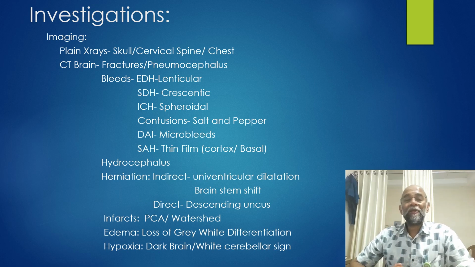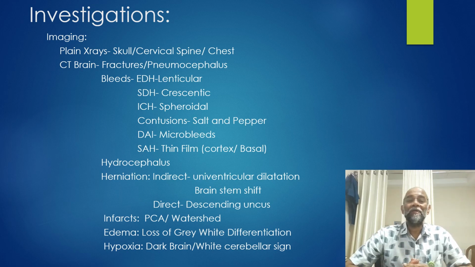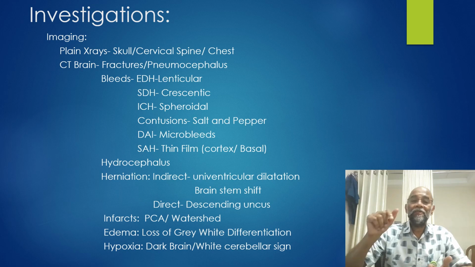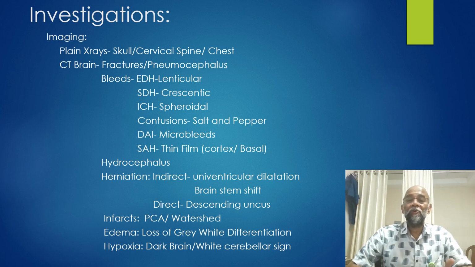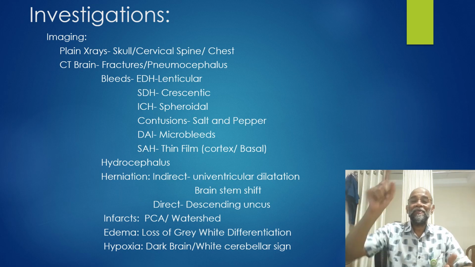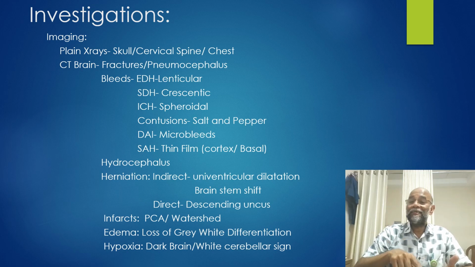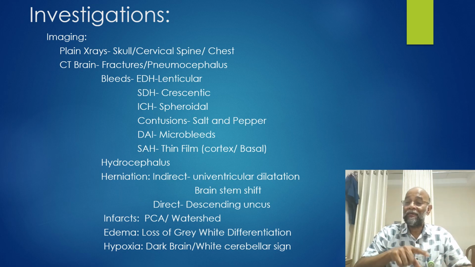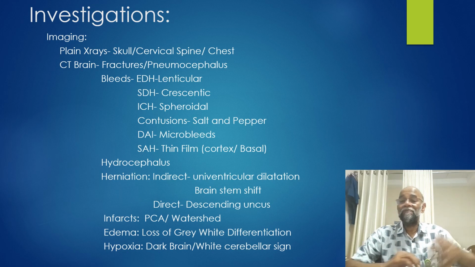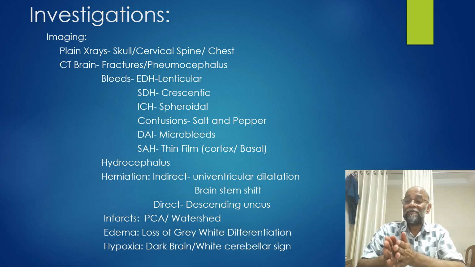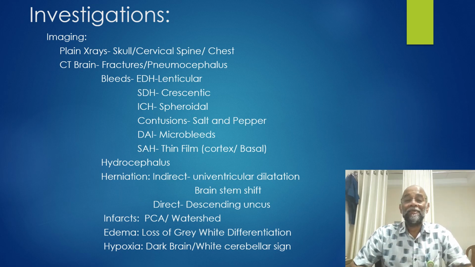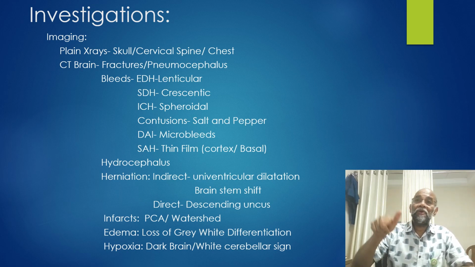CT brain is the investigation of choice in traumatic brain injury. It shows you fractures, it shows you pneumocephalus, it can show you bleeds. EDH, lenticular shaped, just adjacent to the bone. SDH, crescentic. Usually SDHs are also associated with significant brain edema, so midline shift is more than what you would expect from the thickness of the SDH. ICH, spheroidal shaped.